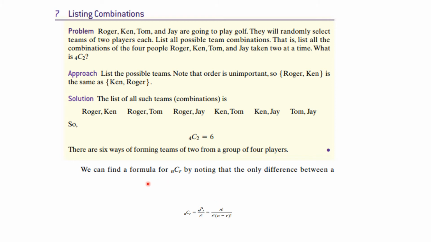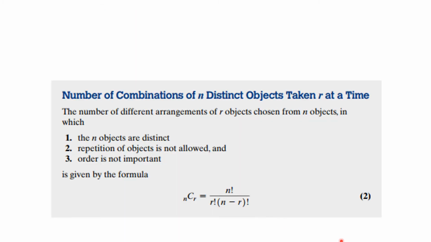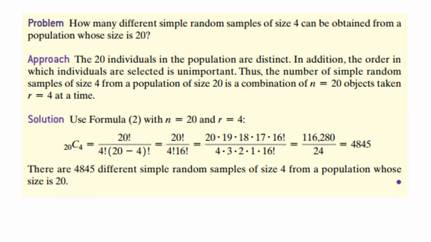players. And we can find a formula by knowing the only difference is that it's going to be a smaller number, so you divide the permutations by R factorial, and this is a formula that we will see on the next page. Okay, so to summarize, the number of combinations of indistinct objects taken R at a time, where the objects have to be distinct, repetition is not allowed, and order doesn't matter, is given by this formula. Again, your calculator has buttons like this that you can type in to make the calculation easier.